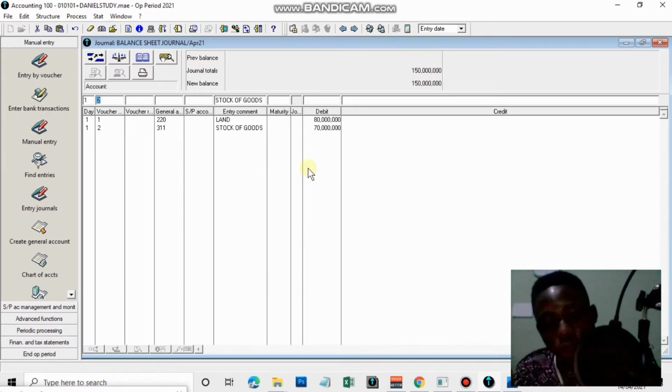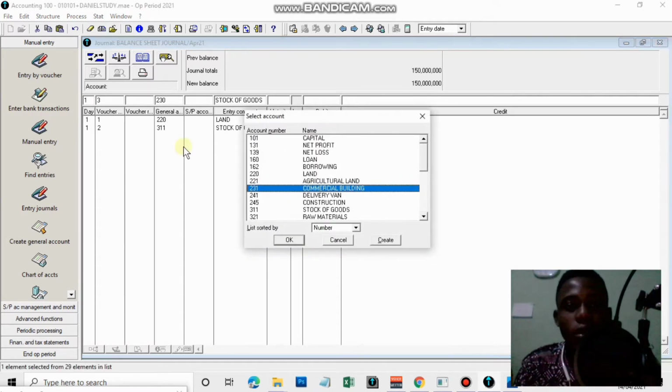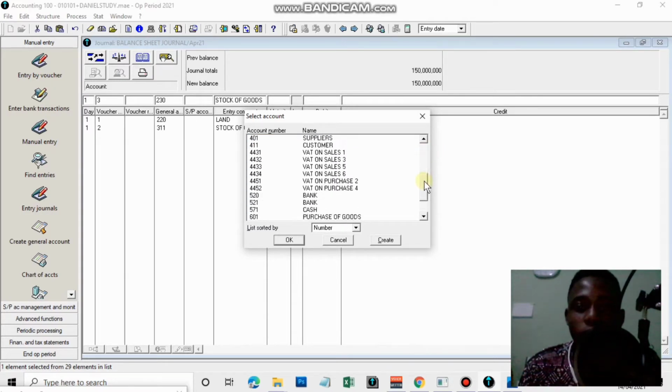So the next one, the third one, was construction. The account number for construction was, let's say, 230. In case you put the wrong account number, it's going to open all the types of accounts for you to search for the account number that you wanted. Since I was looking for construction and wrongly entered the account number, and my chart of accounts doesn't recognize it, it sends me to the full place where all my account numbers are, for me to go and search.